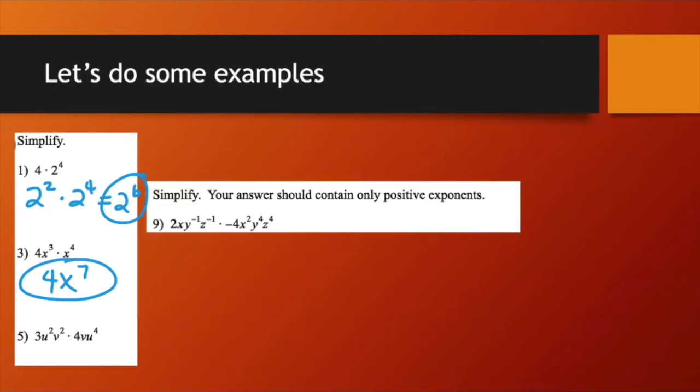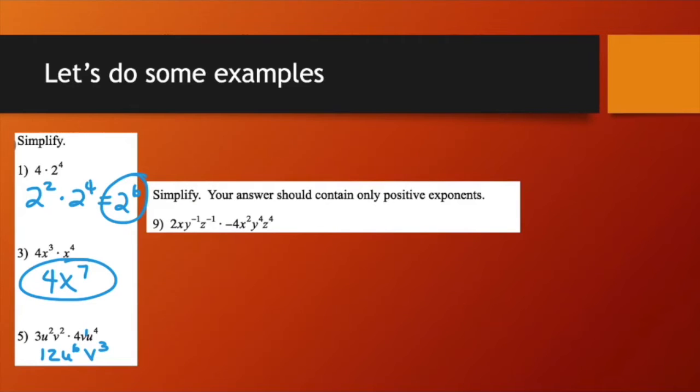Number 5. We are going to multiply the numbers that are not exponents. So we have a 3 and a 4 out there, correct? So we're going to make that be 12. Are you with me so far? Then the u's. I have u squared and u to the 4th. So u to the 6th. Yes. And if there is not an exponent on it, it is an invisible 1. So I have a v squared and a v to the 1. So v to the 3. I added. Yes.